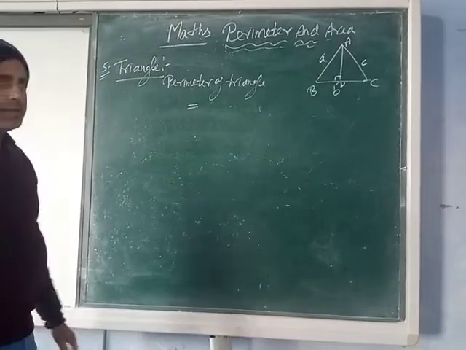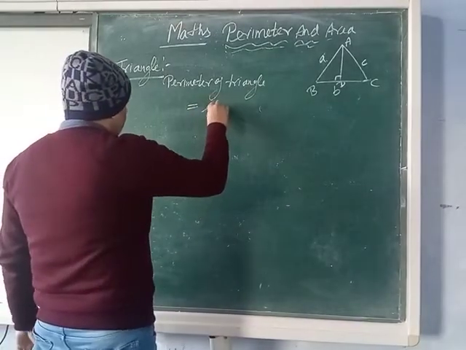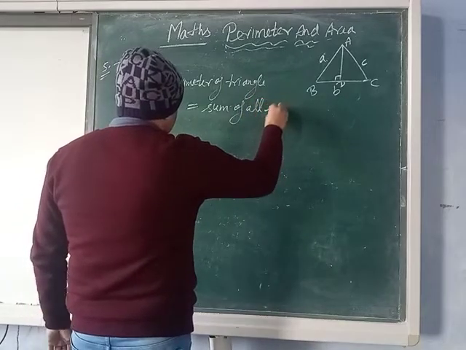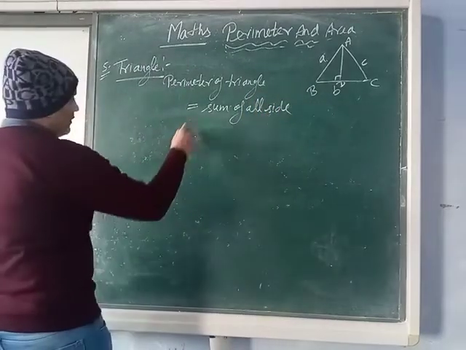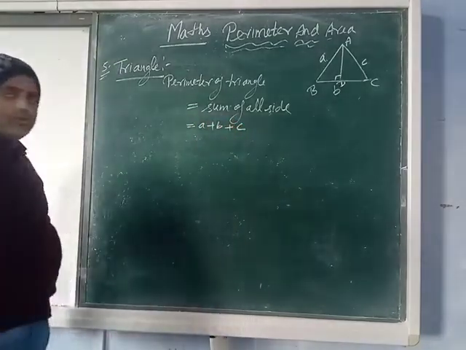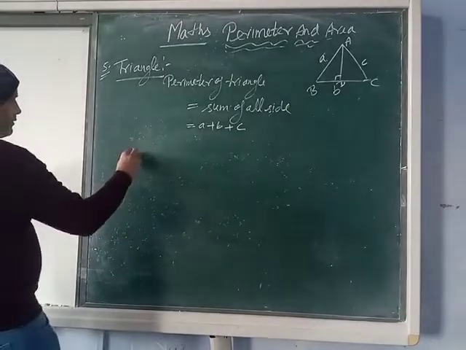Then perimeter of a triangle is the sum of all sides, or A plus B plus C. Okay.